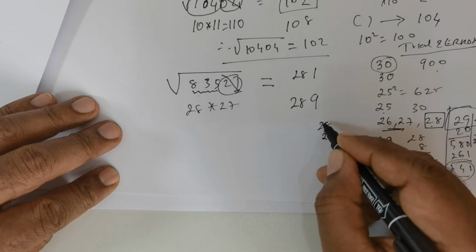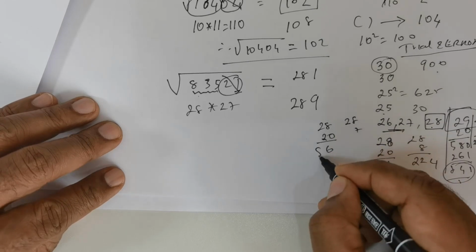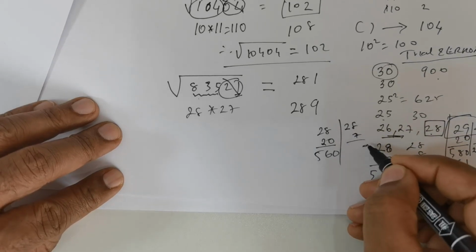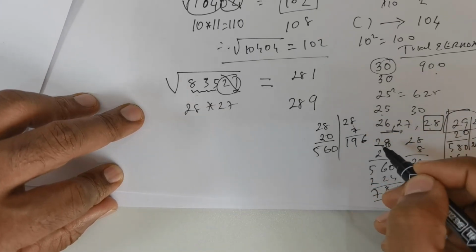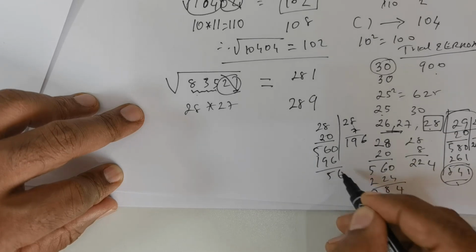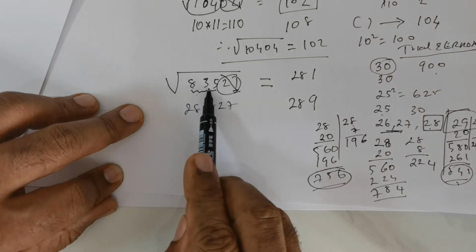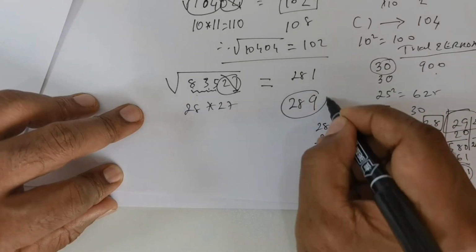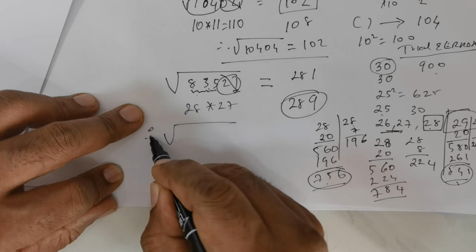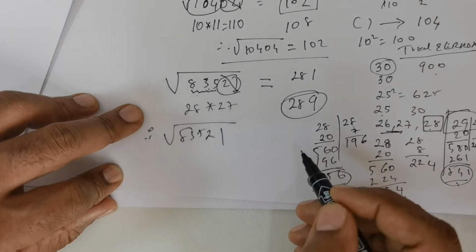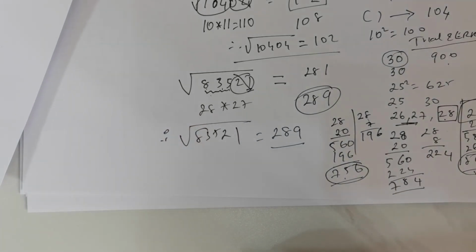So you can multiply it like this, 28 times 20 and then 28 times 7. So this is going to give me 560, and the 7, this is going to be 7 times 8 is 56, 5, then 7 2s are 14, 196. So 6 here, 5 here, and then 6 and 7, 756. Now the question is, is 835 greater than 756? Of course. So 289 should be my solution. So square root of 83521 is equal to 289. So that is the answer to this question.